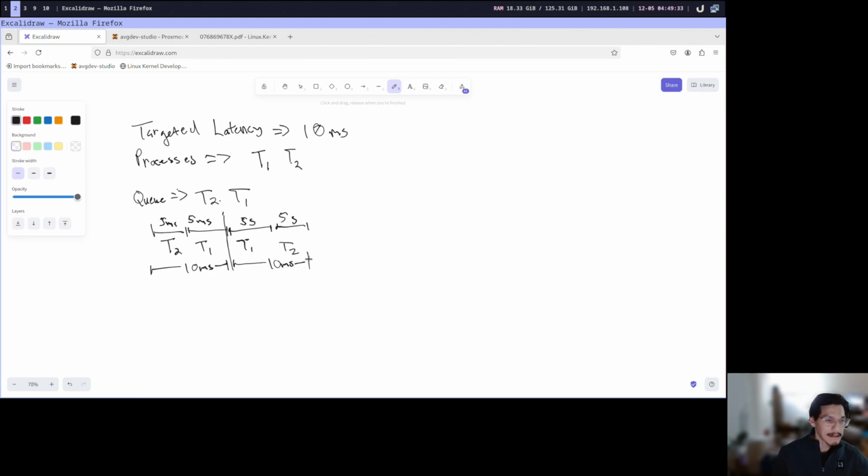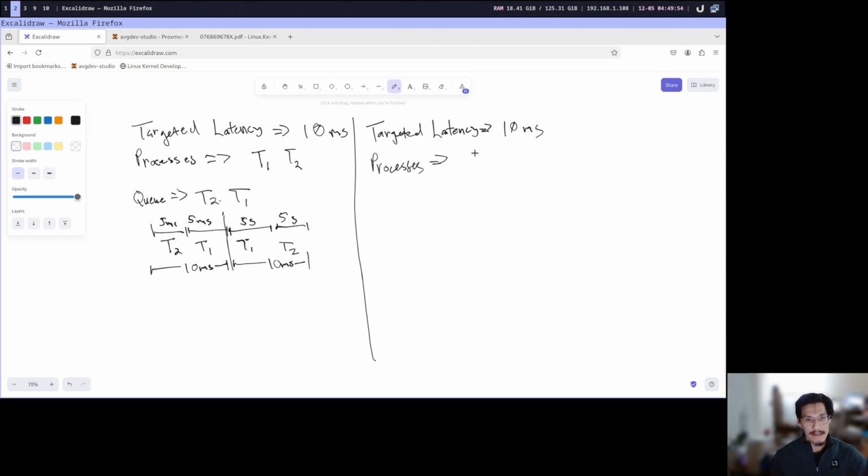Okay. So now let's introduce a third process in this case. So same targeted latency. But now we have three processes. How would that look like? This is just my interpretation of what we just read. So in this case, let's just run T2 for 3.33 milliseconds. And then we'll run T1 for 3.33 milliseconds. And then we'll run T3 for 3.33 milliseconds. And right here now is that targeted latency.